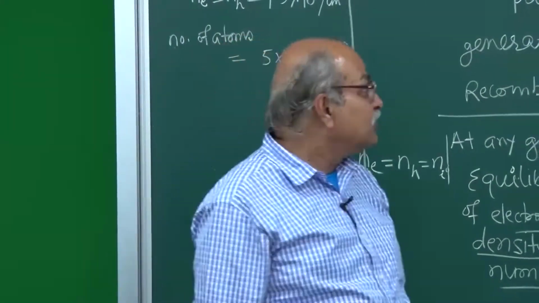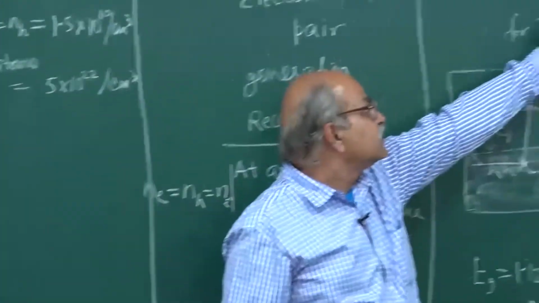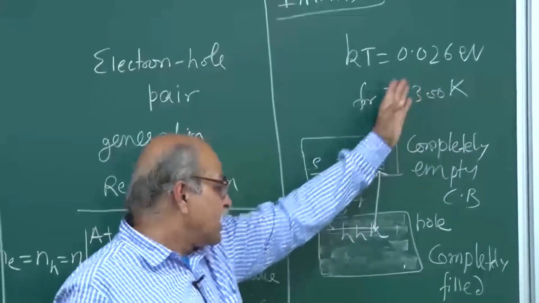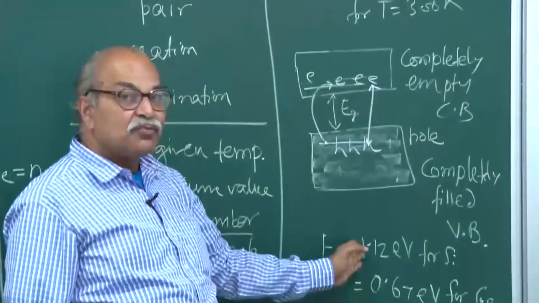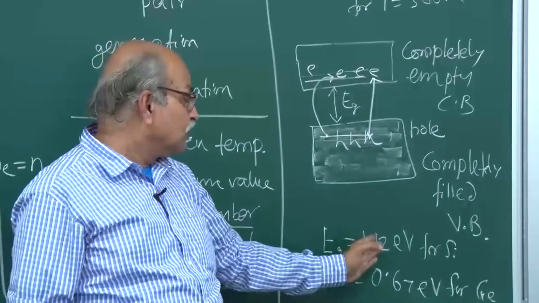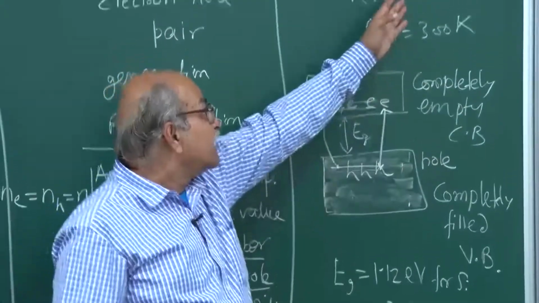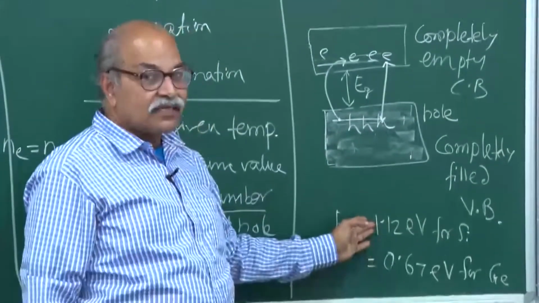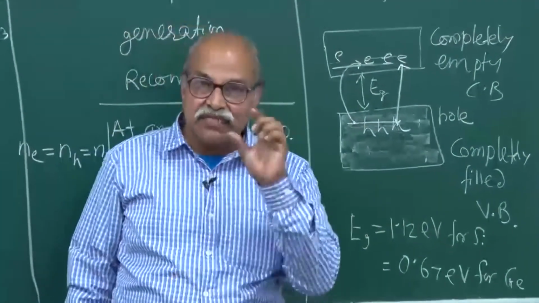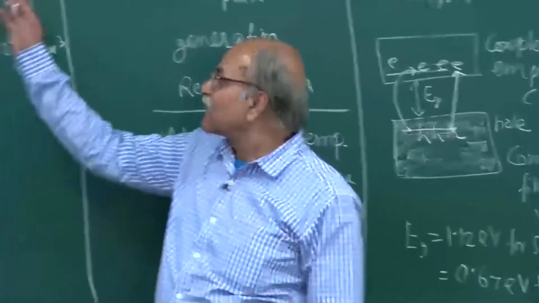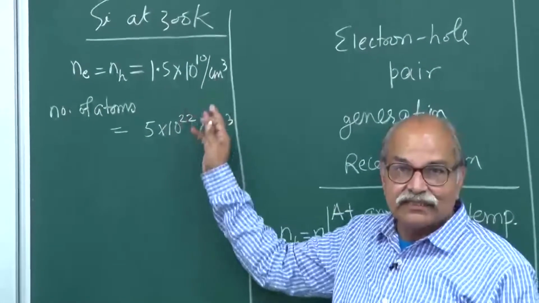And that is reasonable because our kT is 26 milli electron volts and the gap is 1.12 electron volts. So as compared to this it is quite large, and therefore the probability will be small, and hence the fraction here you can see like this.